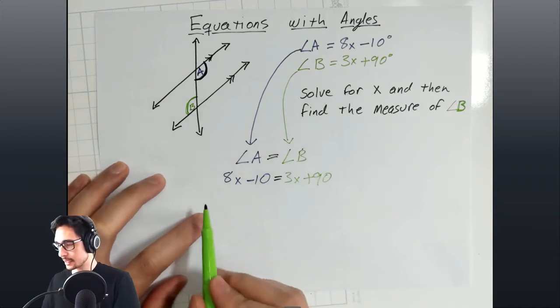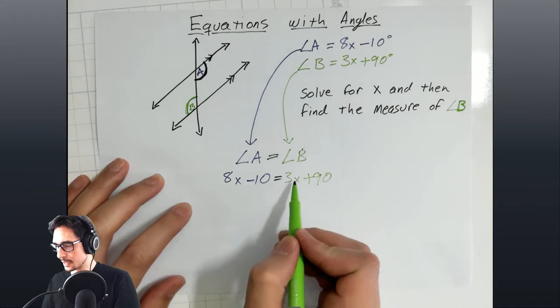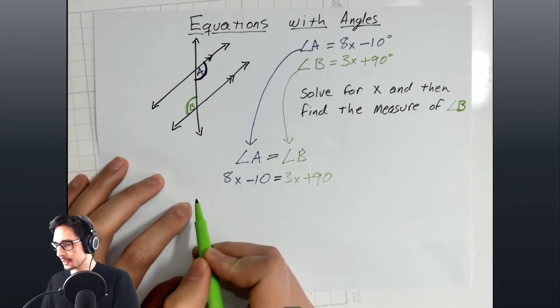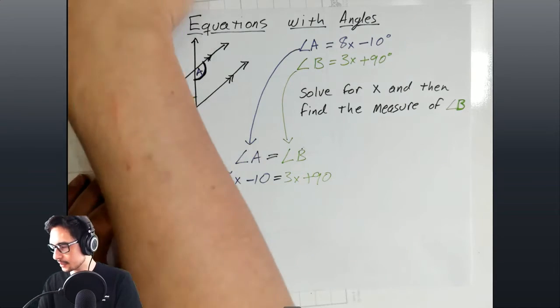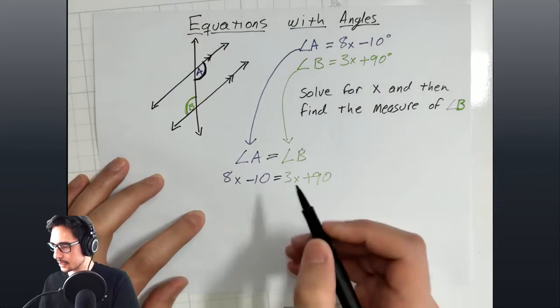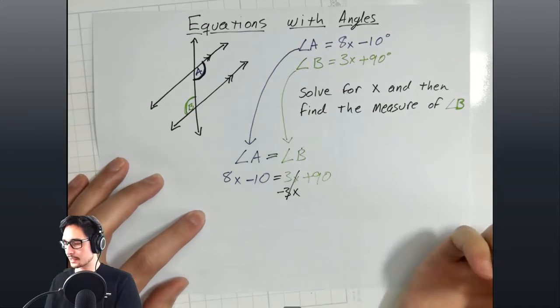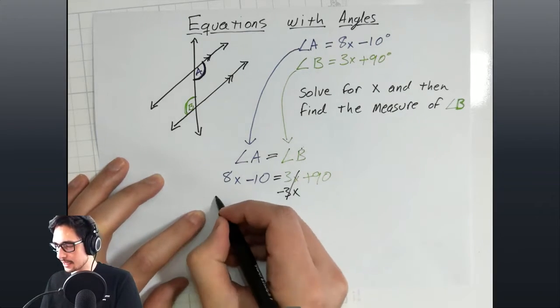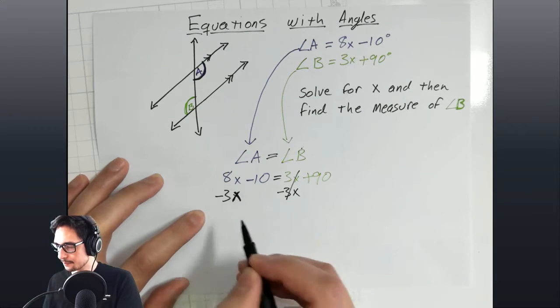So looking at this equation, I think what I'm going to do is put all my x's on the left side here, because when I subtract, let me subtract 3x on this side, because then it cancels. There's no more x's on the right side, but because it's an equation, I have to do that to both sides.